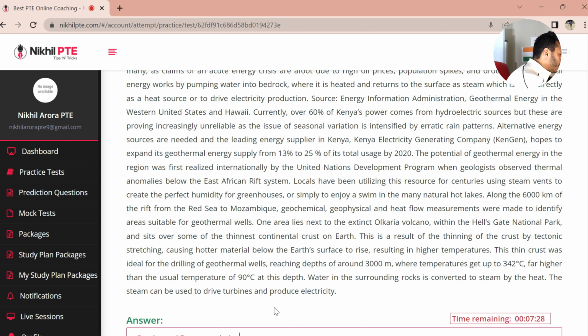Okay, where is the line? Why pumping? See, in green color, because we have crossed 5 words. Pumping is the 5th word. Water into bedrock. That's fine, more than enough. Here is a comma. Is this line independent? Geothermal works by pumping water into bedrock. Yes, independent. You can write down the remaining sentence as well, but the lines are very big, so that's why. Now moving to comma, then and.